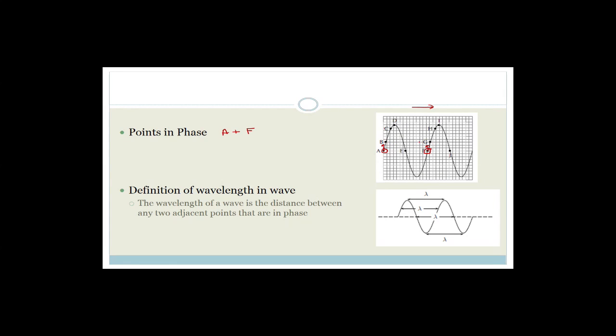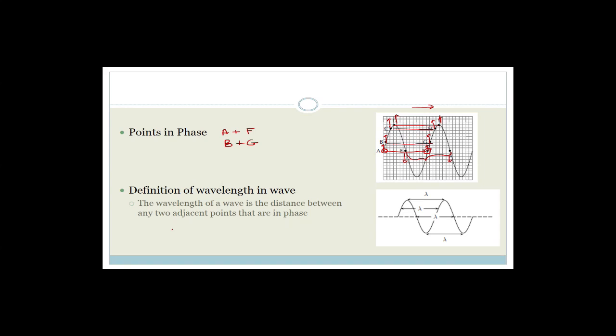What about B and G? Yes, they are both in phase. This one is going up, then they go down, and then they come up again. So G is definitely in phase as well. So B and G are two points in phase. C and H, yes, they're both going up across. D and I. And then finally, E and J. So do you see that there is one wavelength? This is one wavelength. That is one wavelength. That is one wavelength. And similarly, that's one wavelength.